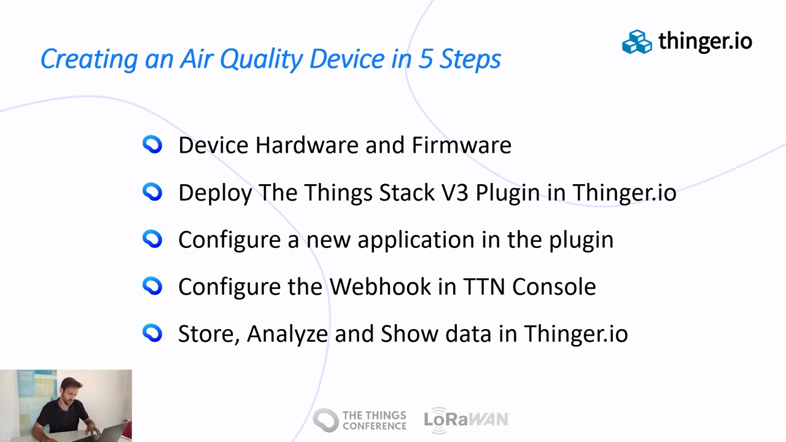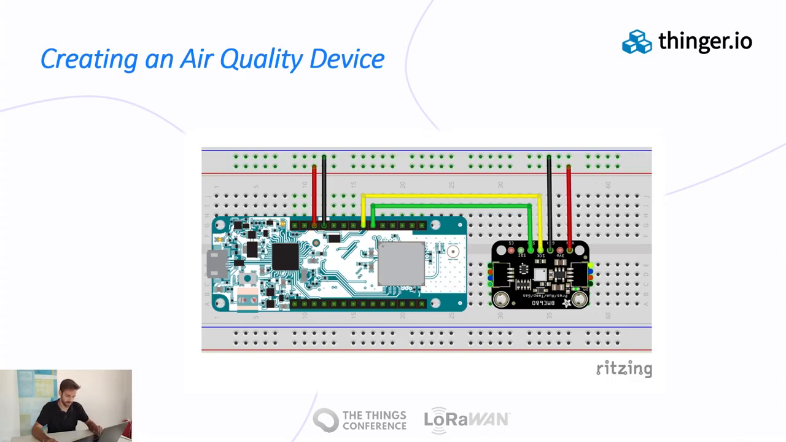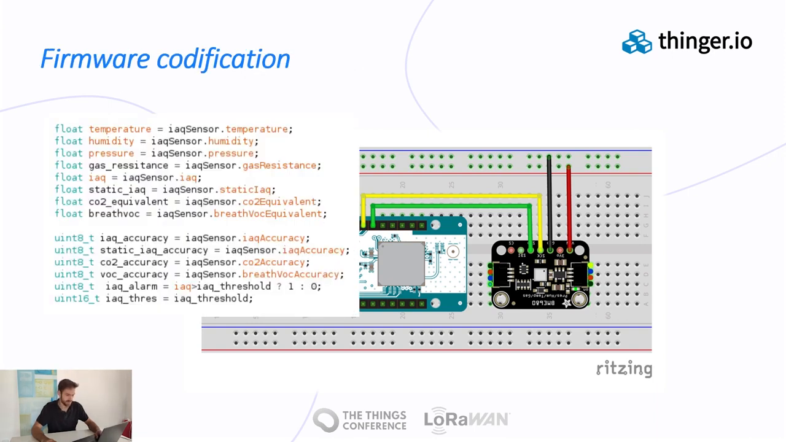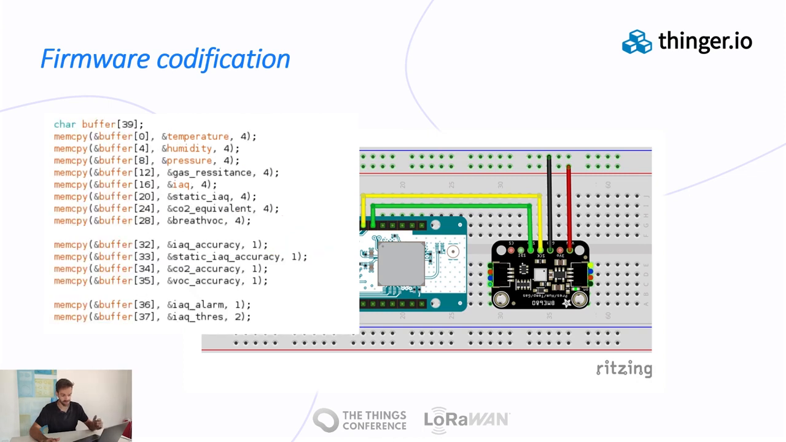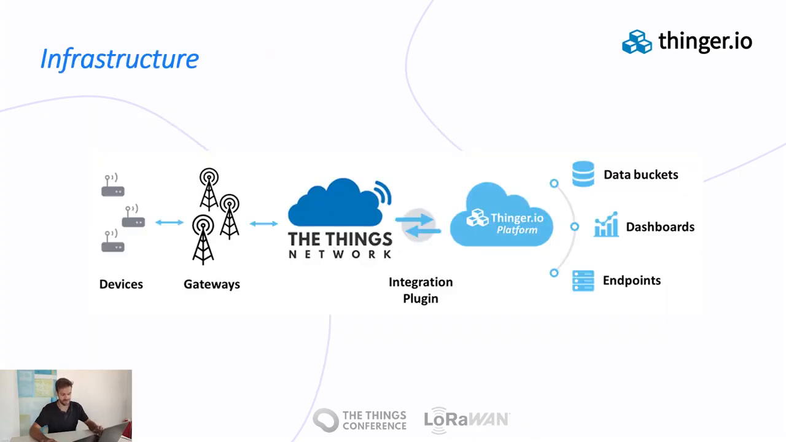As I told, we are going to use an Arduino MKR 1300 and a BME680 sensor that provides a lot of interesting data such as temperature, humidity, CO2 and VOC values. So we can obtain useful data about the air quality of this room. As you can see, the codification is quite simple. We just have to retrieve each variable and store it in a binary buffer that will be sent through the TTN infrastructure. We have also included on this device an air quality alert function that can be configured using a downlink process to send a new threshold value to the device.